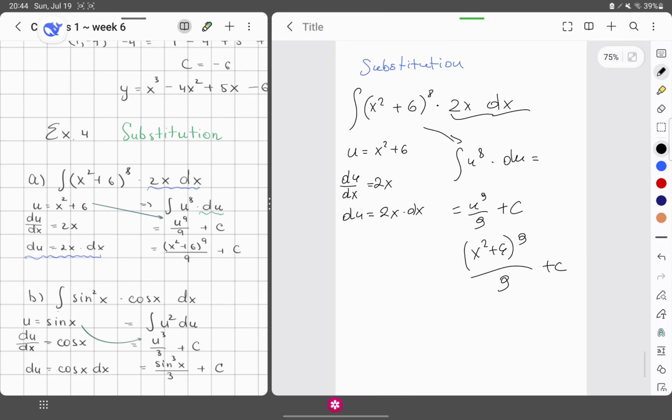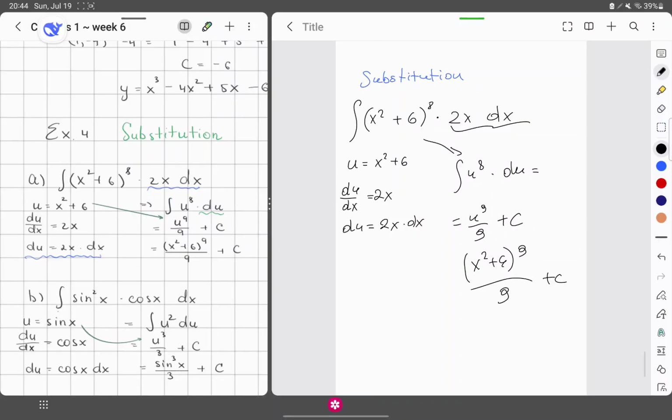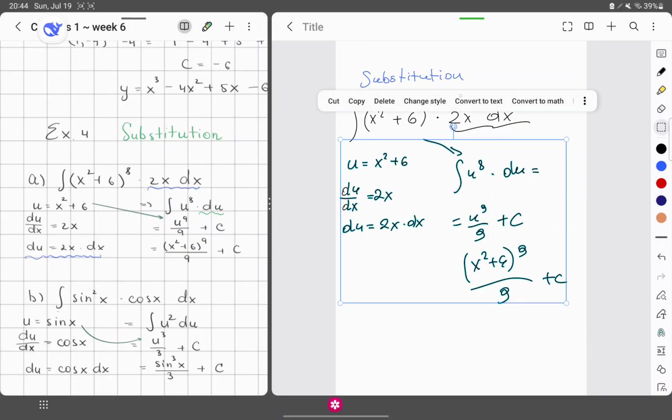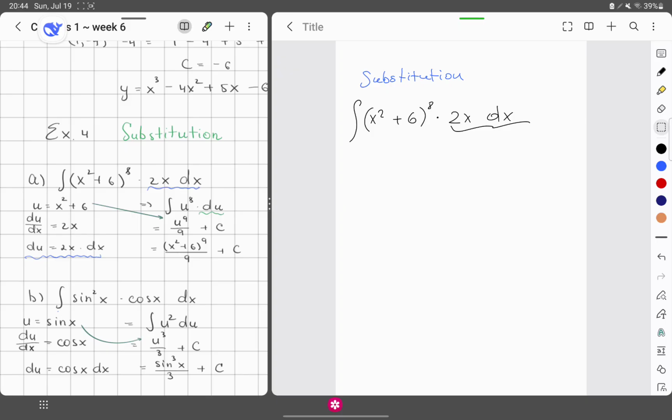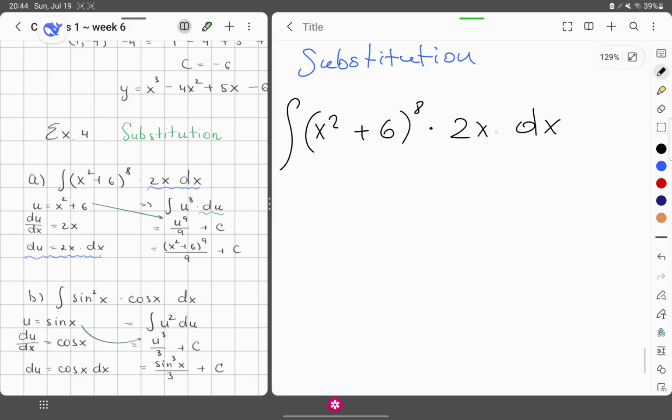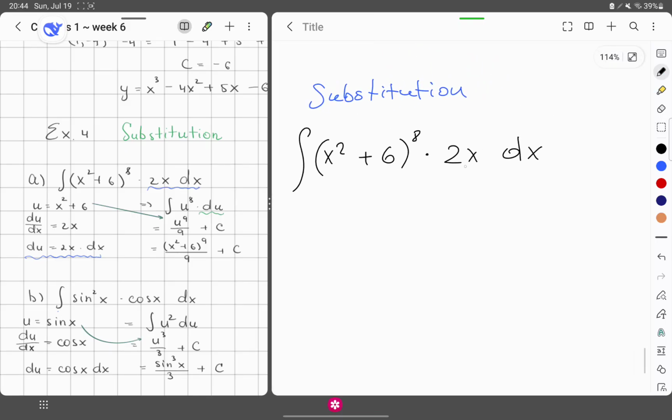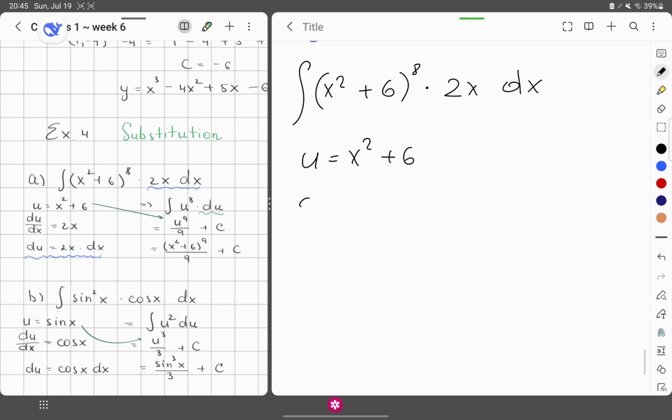Yeah, so I just got confused a little bit because of that. Which one could be easier for me? Let me think about it. Firstly, we have x squared plus 6. The derivative, du over dx, will be 2x. So if we are trying to find du here, it will be 2x dx.